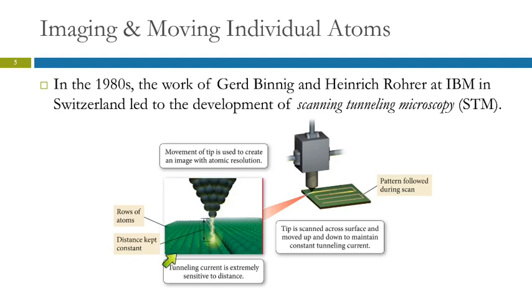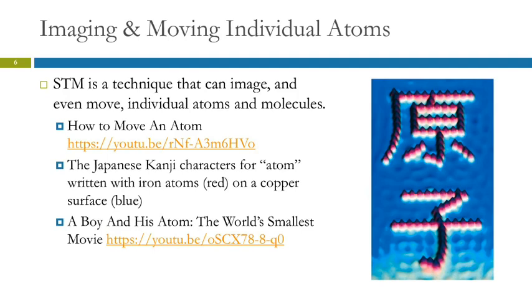So as you bring this tip across, and here's a higher layer of atoms, the computer recognizes, oh wait, we have to move this up. And so you can get a picture, a very indirect picture of the surface, and it gives an atom resolution. This technique can be used to image atoms and even move them.